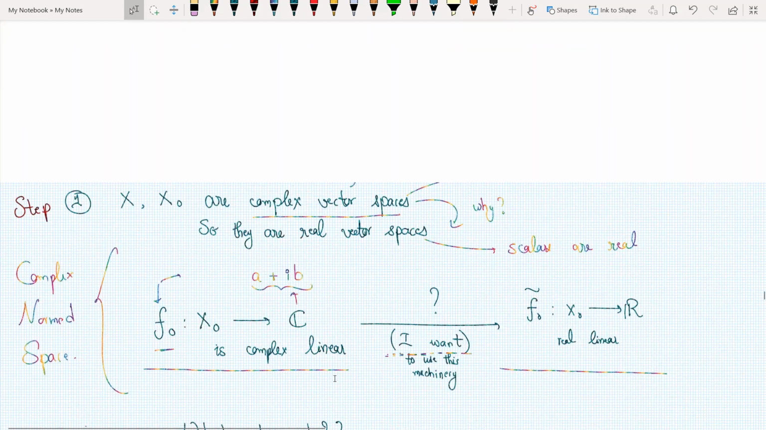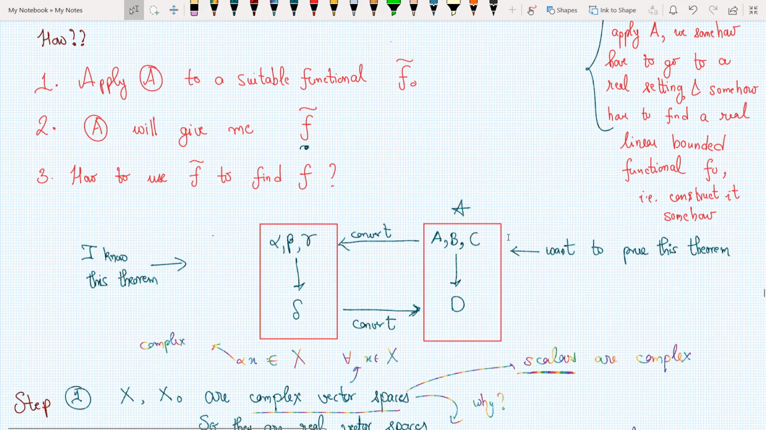Now, if you look at this diagram that I drew before, you can see that this is the exact strategy that I am following. I had A, B, C, and I want to prove D using A, B, C. What I already know is that alpha, beta, and gamma give me delta. This theorem I know. So I converted this case into this case, and I got delta as a result. Similarly, in our case, A and B are complex vector spaces, so they are real vector spaces. The formulation of C, which was complex linear, I took the real part of it, and therefore I got gamma, as in our case. And as a result of this gamma, I got delta, which in our case is f tilde.